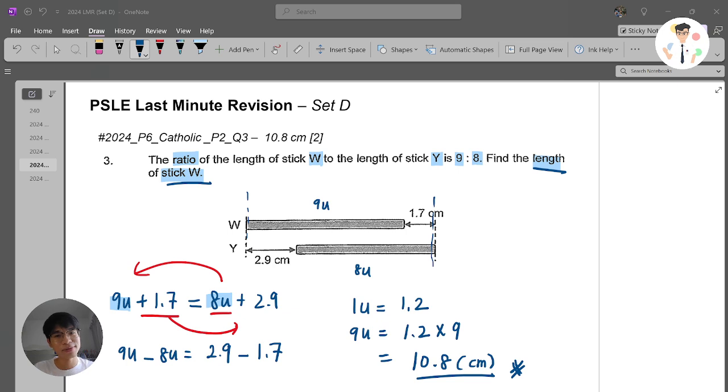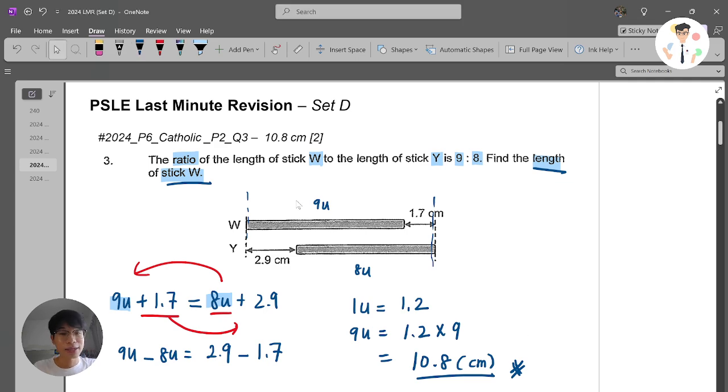Okay, a bit simple. If I were to make it a bit harder, I probably would not put 9 units, 8 units. I might put 6, and maybe another one as 9 units, to make it a bit harder. But again, it's easy, not that hard. Let's move on to this question.